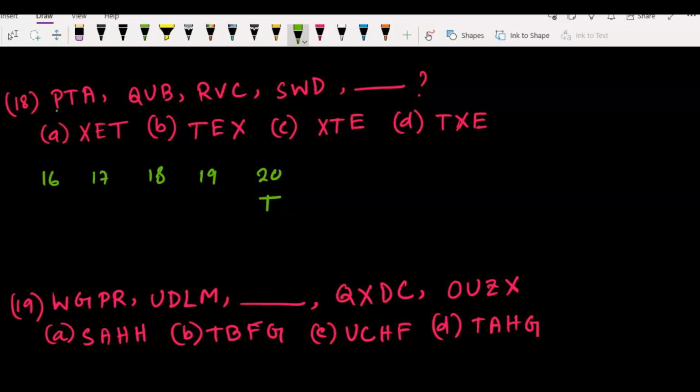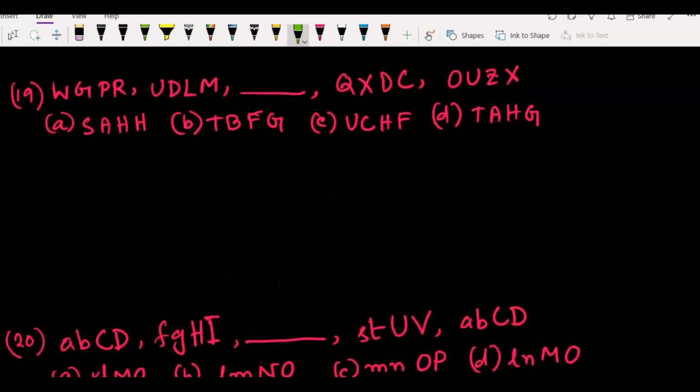So T is 20, U is 21, V is 22, W is 23, and then we have 24. 24 means X. So T, X, then A, B, C, D, E. So we have T, X, E. So it is the option D. Option D is the correct answer.